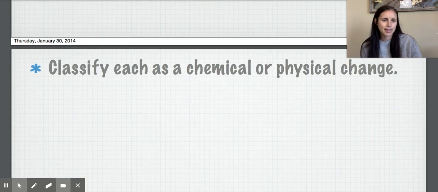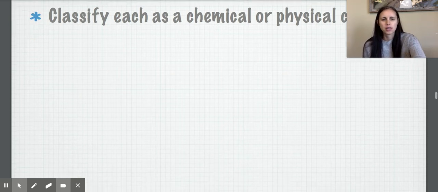Okay, so we're going to practice this a little bit. We are going to look at a list of changes and we're going to try to identify whether or not it's a chemical or a physical change. So you either want to look for the signs of a chemical change or you want to think about, is this reversible, yes or no? If it's reversible, it's going to be a physical change. If it's not reversible, it's going to be a chemical change.